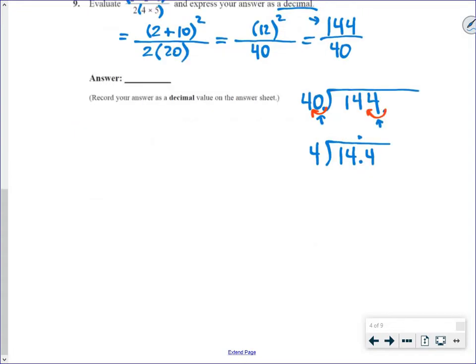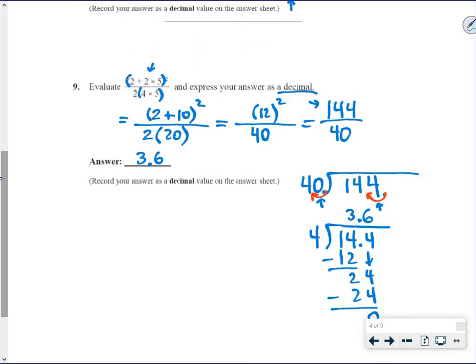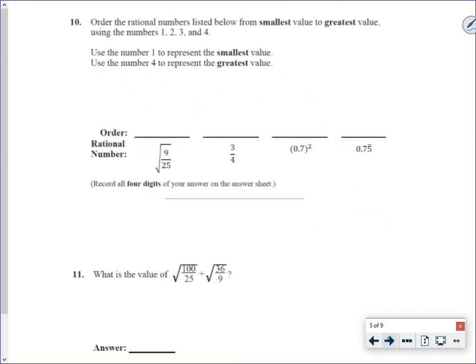So 4 fits into 1 0 times, 4 fits into 14 3 times with 2 remainder. So 3 by 4 is 12. 14 minus 12 is 2. Drop the 4 there. 3.6. 24, 4 fits into 24 6 times. 0 remainder. 3.6 is the final answer. Notice it doesn't say to the 10th or the 100th or whatever. So 3.6 is a perfectly acceptable answer, I think.